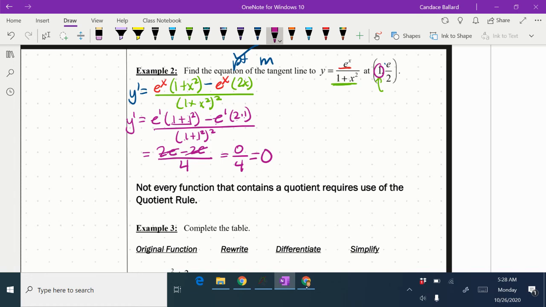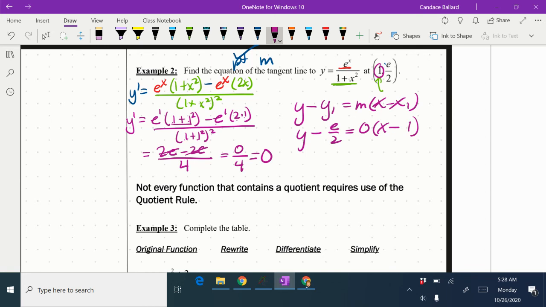All right, now I'm going to put that into my equation of my tangent line, which remember is y minus y1 equals m times x minus x1. So just point slope form. I'm going to put in my y value. My y value looks a little crazy. It's e over 2. My slope is 0. And my x value is the 1. And that is perfectly acceptable to leave it that way.